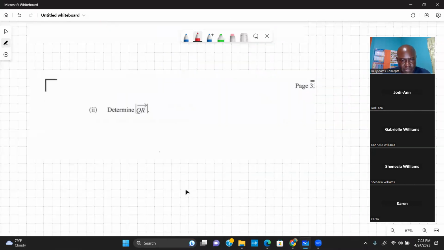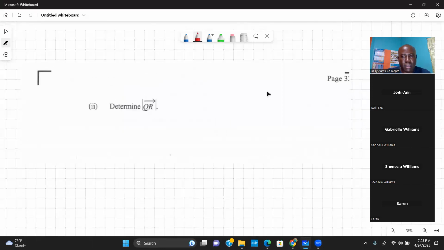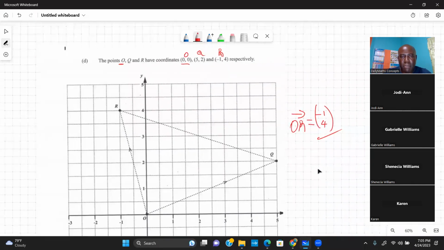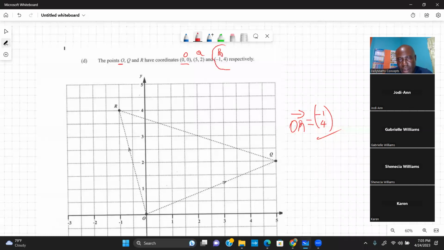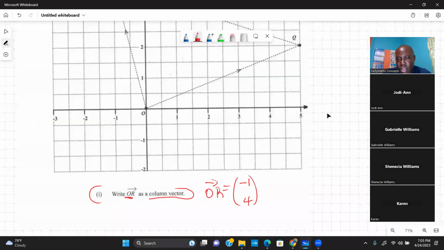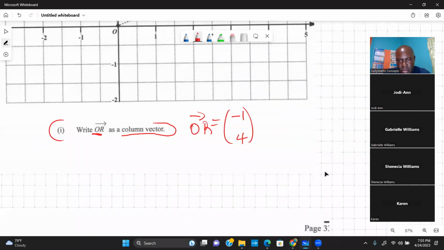Another question says... Wait, sir. Go back to what you said. The OR is, say it again, -1. Let me write it down here. So OR is -1, 4, coming from this. Look, R, remember we told you already that if you know the coordinate of a point and you're on the grid, the position vector is just to turn it into column form. So the -1 and the 4, see it there? It's already there. So don't waste those marks. Those are giveaways right there. Karen, good to go?